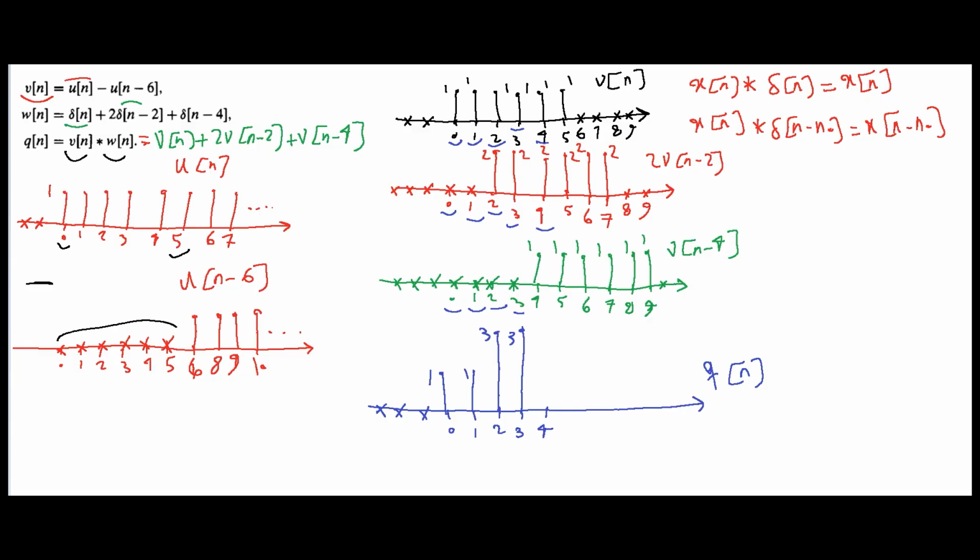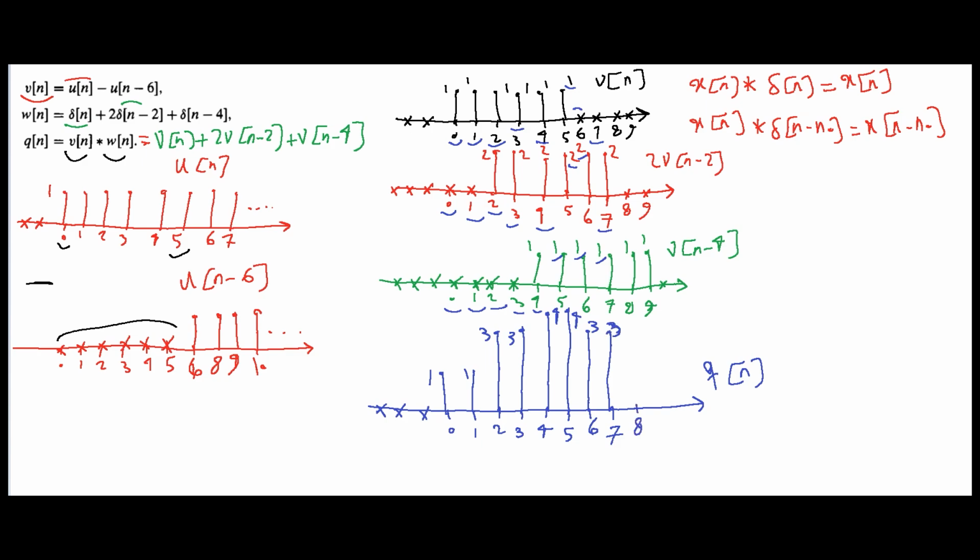At n equals 4, the 3 signals are 1, 2, and 1. Therefore, the result is 4. At n equals 5, the result is also 4. At n equals 6, the first signal is 0, the second signal is 2, and the third signal is 1. Therefore, the result is 3. At n equals 7, the result is again 3.